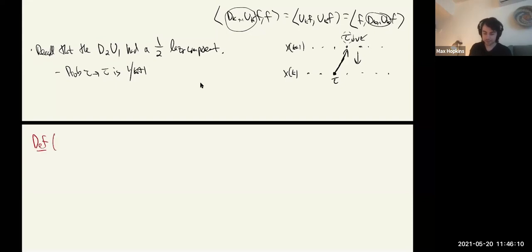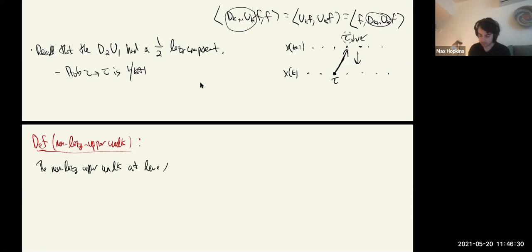So, definition: the non-lazy upper walk at level k is denoted by M_k plus. At least I've seen this notation in a number of papers, and it's what we use in the notes. I'm actually not sure why it's called M_k plus.